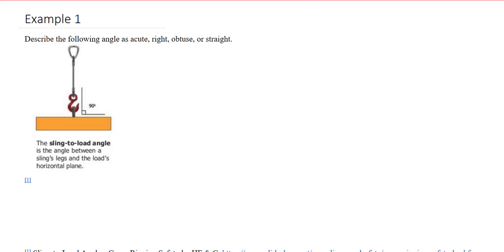Example 1: describe the following angle as acute, right, obtuse, or straight. This forms a 90-degree angle. We see it here, and we also see the box, so both indicate that it's 90 degrees. So that 90 degrees is a right angle.